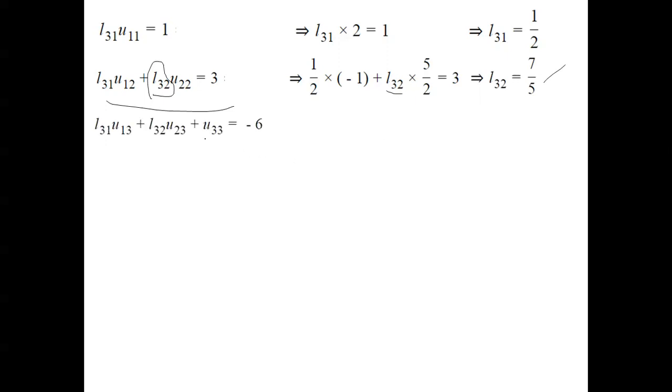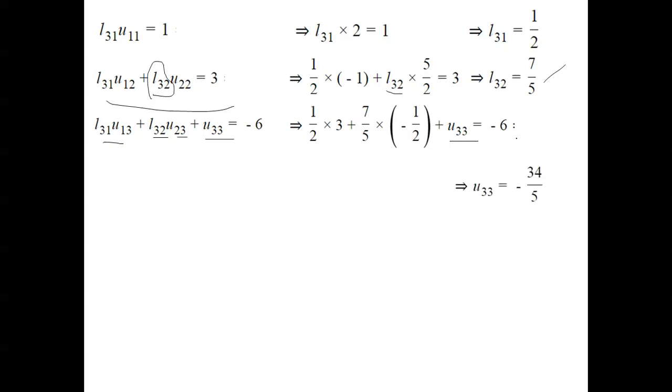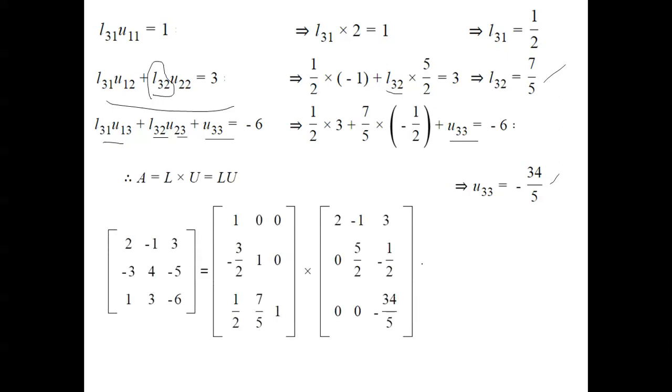Similarly, we have to calculate U33. So L31, U13, L32, U23 values are calculated from here. So from that we have to calculate U33 equal to minus 6. Now we have to substitute all the values in the lower triangular matrix and upper triangular matrix. So the matrix A is decomposed into the product of the lower triangular matrix and the upper triangular matrix.